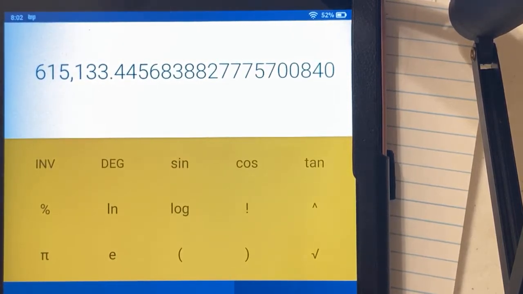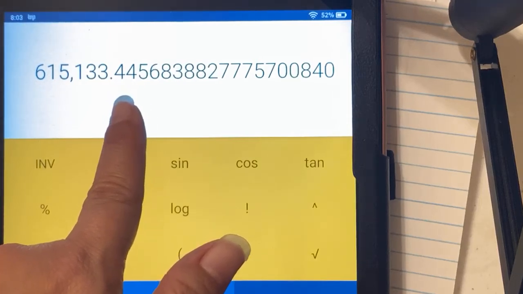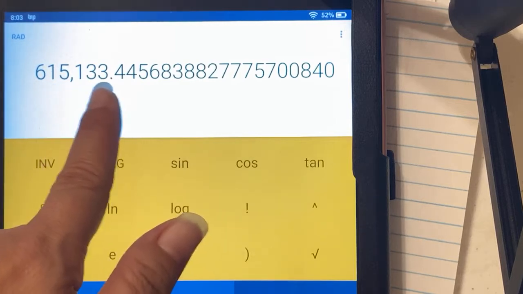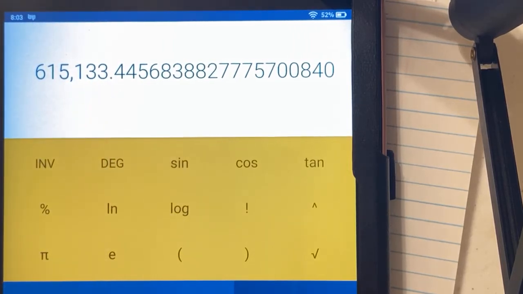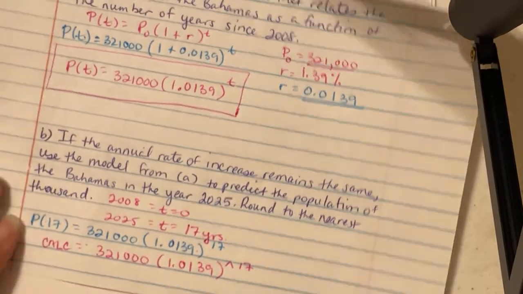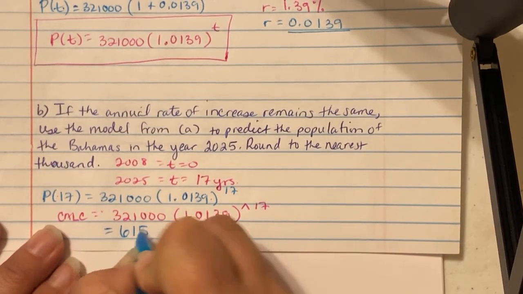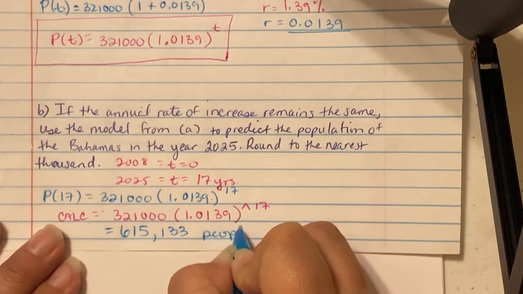It says the population in 2025 should be 615,133. Remember, you don't have 0.4 of a person, you can only have whole people. So I'm going to go with just whatever's to the left of the decimal point. So 615,133. So our population is going to be 615,000 people.